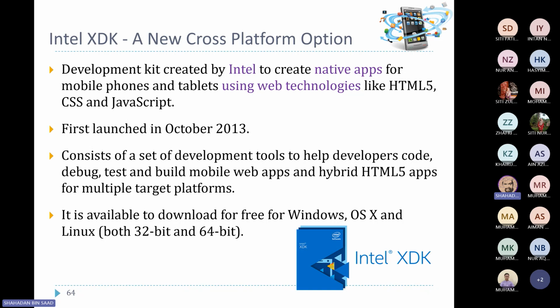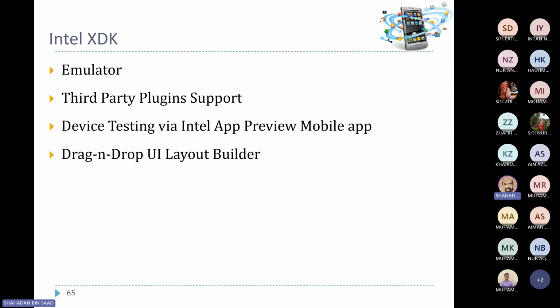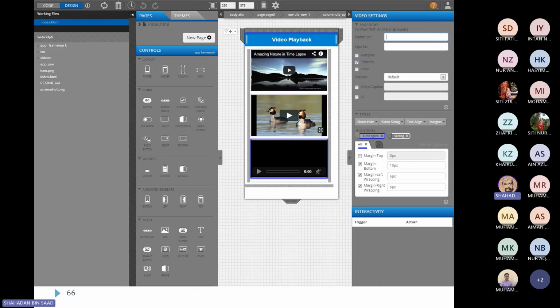Intel XDK, last one, a new cross-platform option. The development kit created by Intel to create native apps for mobile phones and tablets using web technology like HTML5, CSS, and JavaScript. Okay, first launched in October 2013, consists of a set of development tools to help developers code, debug, test, and build mobile web apps and hybrid HTML5 apps for multiple target platforms. Dia bukan untuk Windows saja, OS X and Linux, both 32-bit and 64-bit. So dia sebenarnya emulator, third-party plugin support, device testing via Intel App Preview, Mobile App, and the Android juga. Okay, UI layout builder.